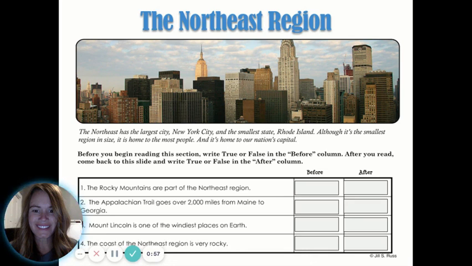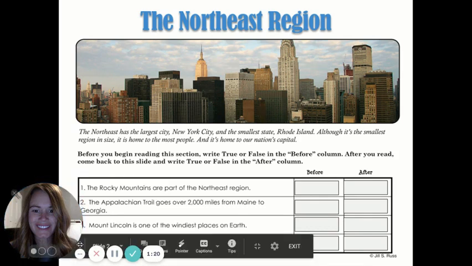Then you're going to answer question 3. Mount Lincoln is one of the windiest places on earth. Again, you're only answering in the before column, true or false. And finally, question 4. The coast of the Northeast region is very rocky, marking true or false in the before column. Once you've done that, then you're going to go on to read some more information about the Northeast region. So let's check that out.